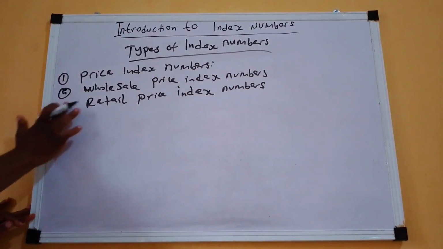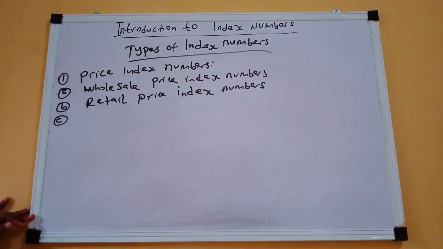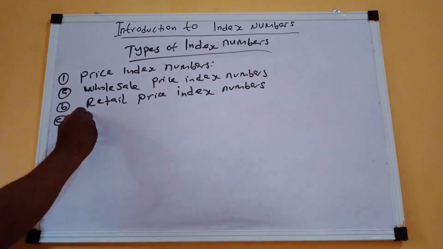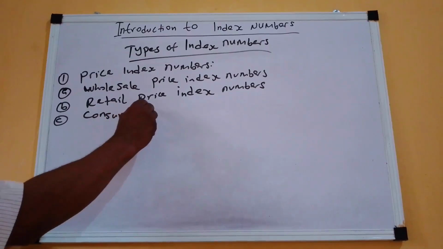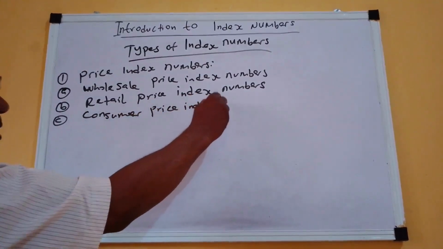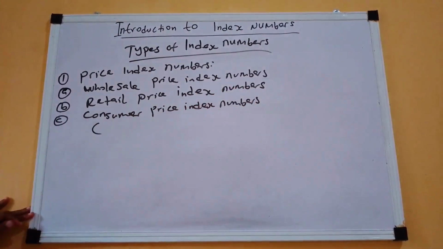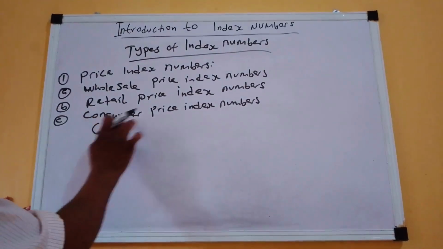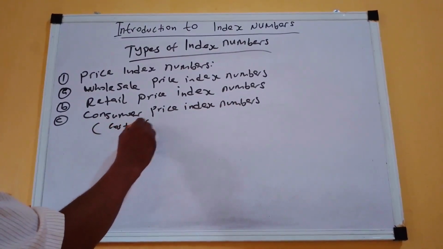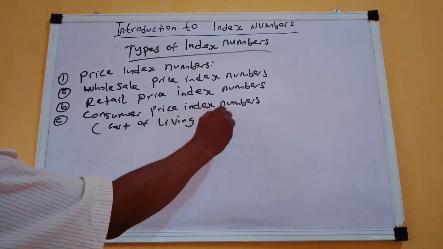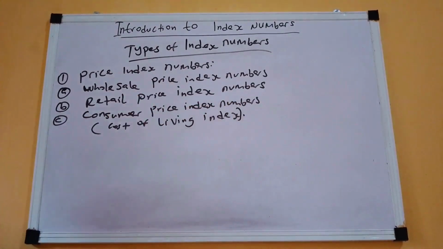And thirdly, because there are three types, this C part is the consumer price index numbers. And this one is known as the cost of living index. The consumer price index numbers is known as the cost of living index. So that is another name for the consumer price index numbers; it can be calculated. It will tell you the cost of living of the citizens of a particular country. It's a kind of retail price index number also.